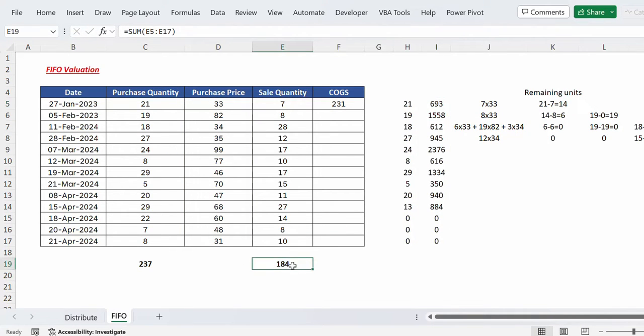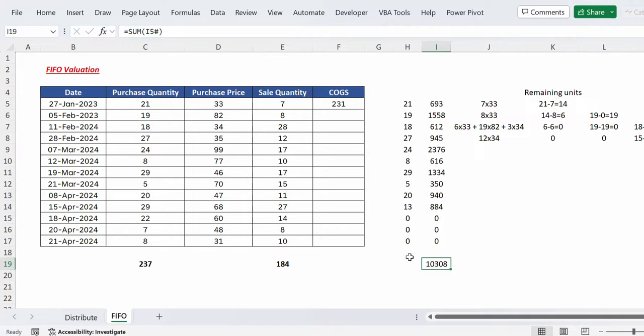And if we see the complete value on 21st April, for this complete period starting from 27 January till 21st April, what is that? It is equal to the sum of these values here. So this is the final value that we have got. This is the complete cost of goods sold, right? This is the total cost of goods sold for this period.